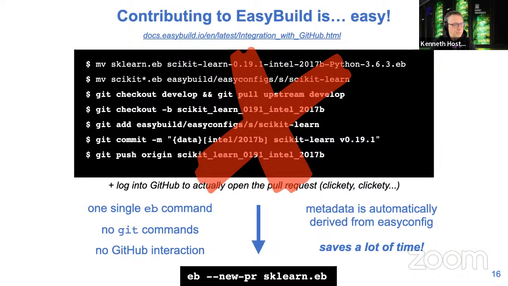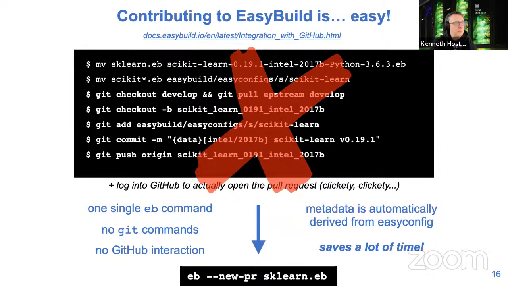So this saves a lot of time, both for the contributor, but also for the EasyBuild maintainers who review the pull requests, because everything is very well structured. And we know there are certain things that we don't have to keep an eye out for, like the naming of the easyconfig files, the location, the target branch should be develop. All of this is taken care of automatically if the pull request is opened with new PR. So this was a big help.